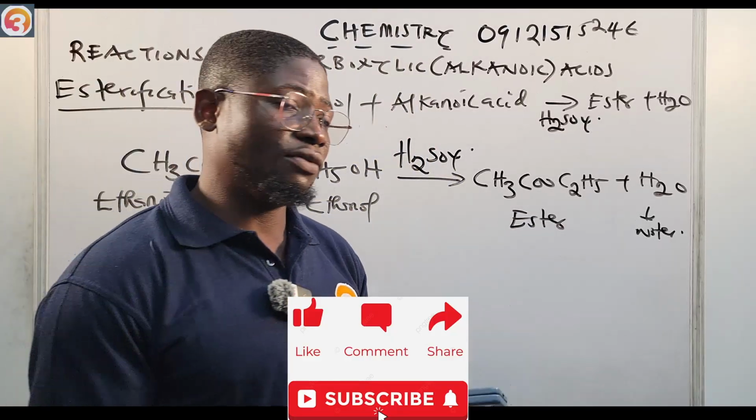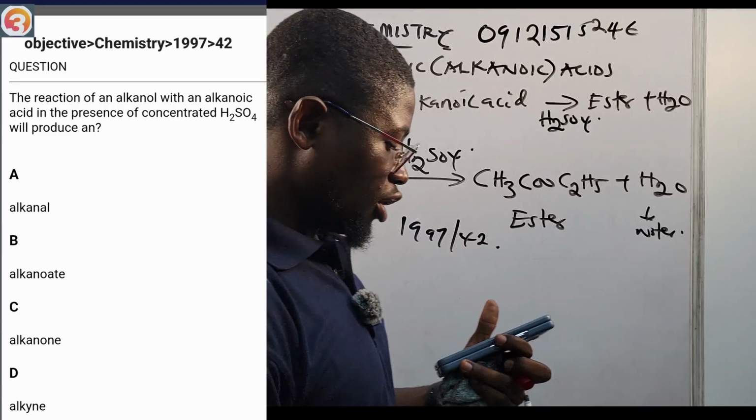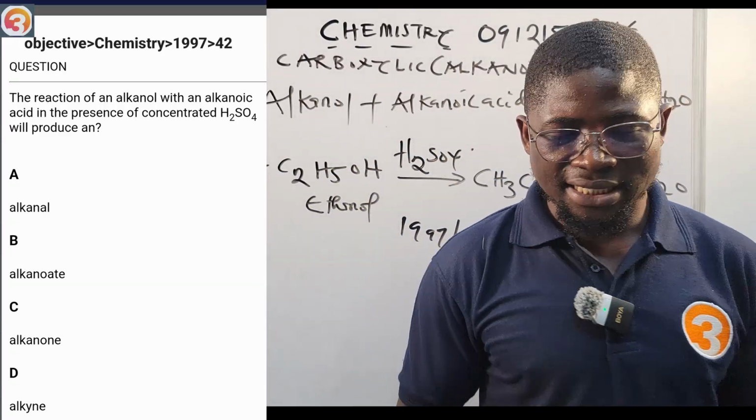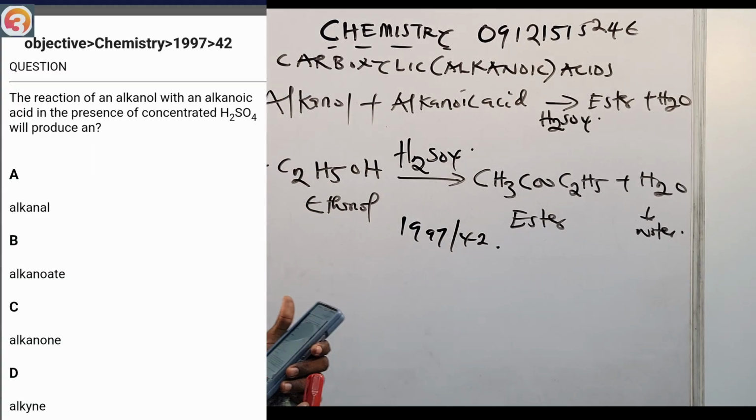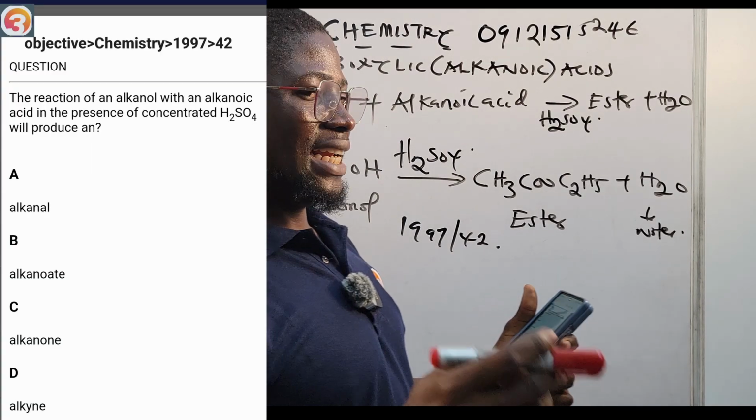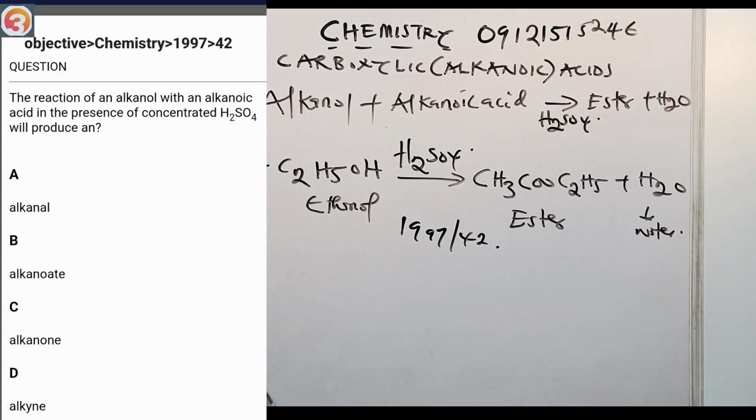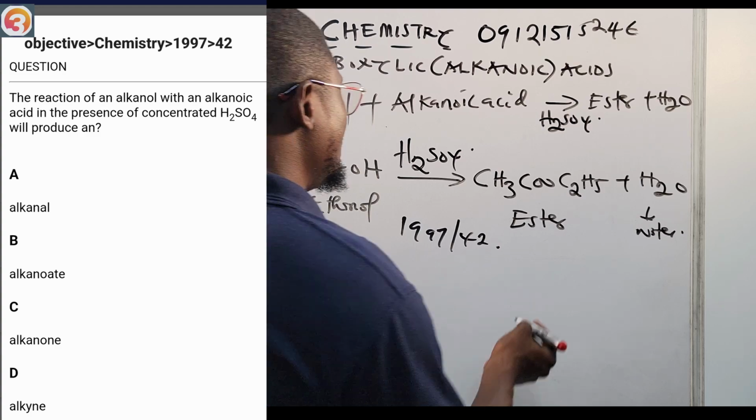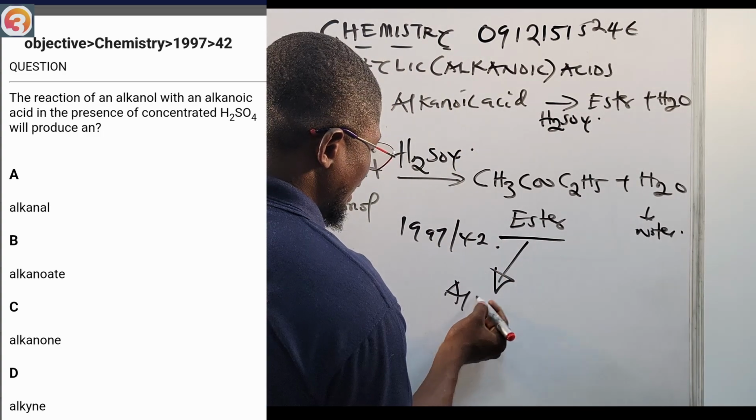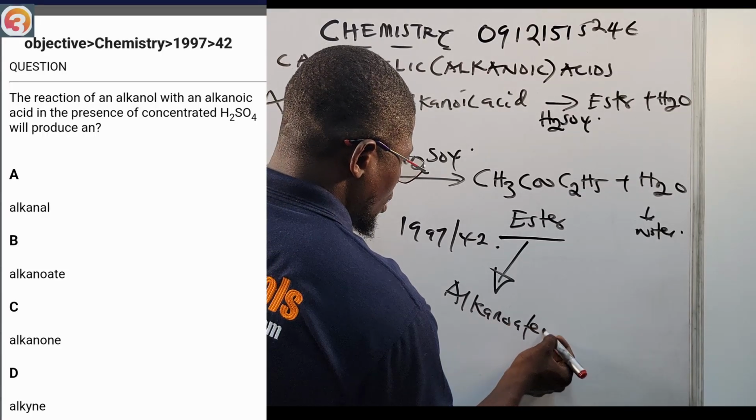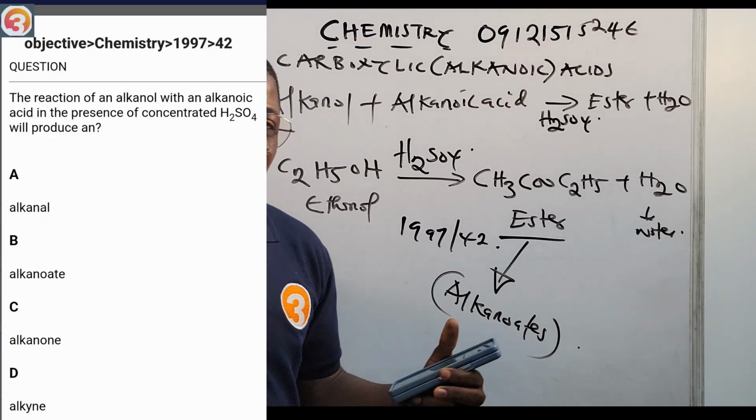This is a 1997 question, number 42. It says, the reaction of an alkanol with an alkanoic acid in the presence of concentrated tetraoxosulphate(VI) acid will produce: A, an alkanyl; B, an alkanoate; C, an alkanone; D, an alkyne. Somebody will say the answer is not there. It is supposed to be ester. These esters are also called alkanoates. When we get to esters proper, we'll see that.